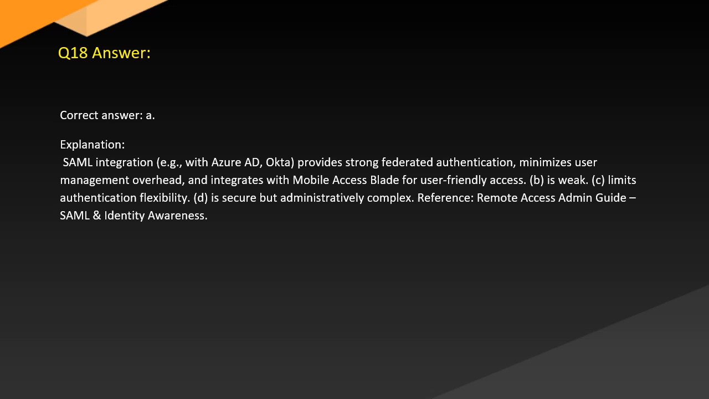Answer. Correct answer: A. Explanation: SAML integration, e.g. with Azure and Okta, provides strong federated authentication, minimizes user management overhead, and integrates with Mobile Access Blade for user-friendly access. B is weak. C: limits authentication flexibility. D is secure but administratively complex. Reference: Remote Access Admin Guide, SAML and Identity Awareness.